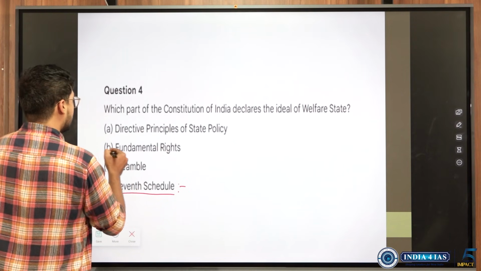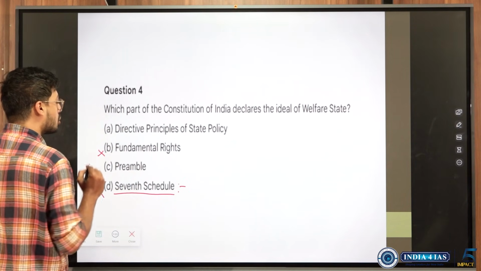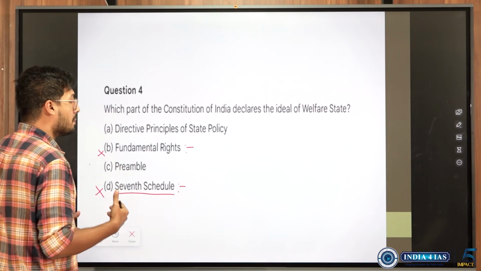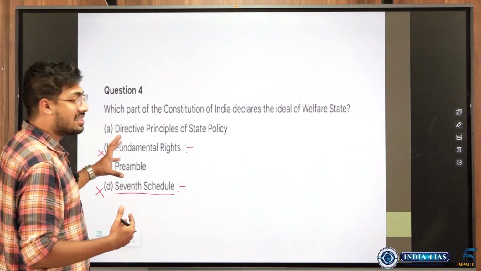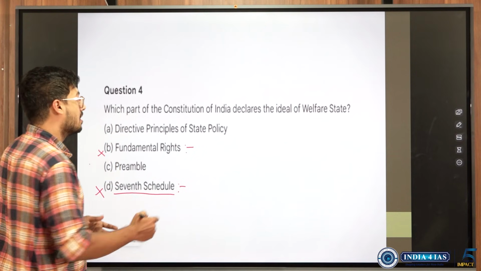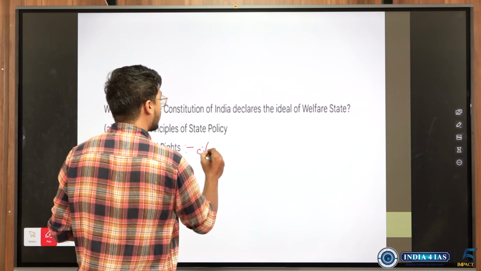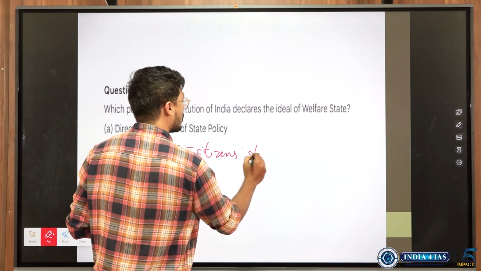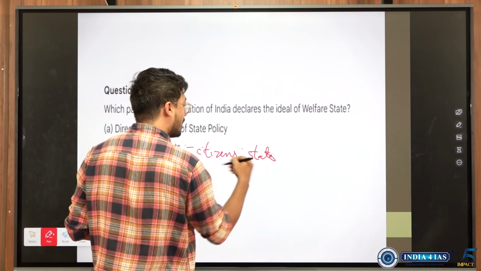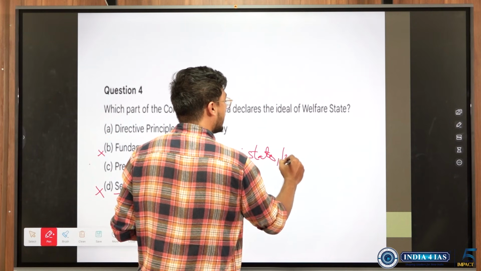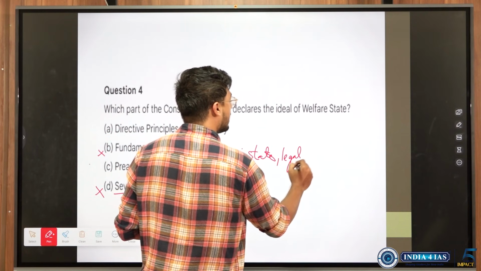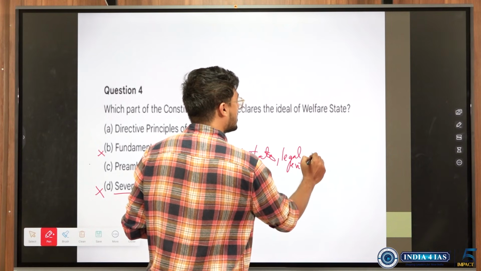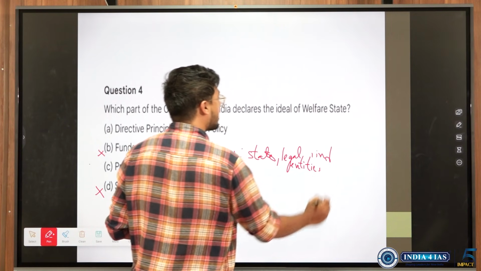Fundamental rights are also not the option, because these are rights of the citizens against the state. Citizens have a certain degree of rights which the state cannot take in general cases. So citizens have fundamental rights against the state or even legal entities such as companies or even against certain other individuals. So, this is not the idea of welfare state.